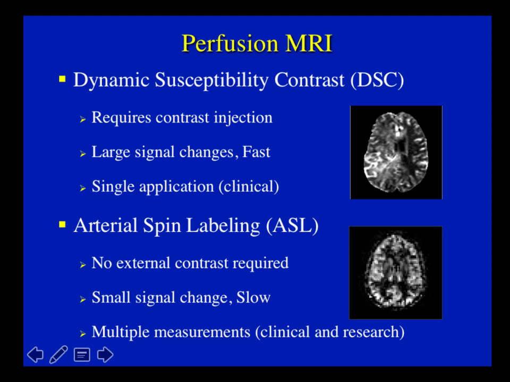On the other hand, in arterial spin labeling, we do not need to inject an external contrast agent. We use blood itself as a tracer. But this method produces signal changes that are quite small, and therefore we have to average for a while. This technique takes at least about 5 minutes on average to get decent signal. But because we do not have to administer any external contrast agent, we can do this experiment multiple times in a single sitting, and therefore it can be used in a clinical setting as well as in research studies.